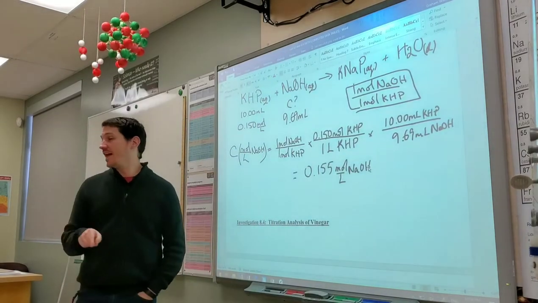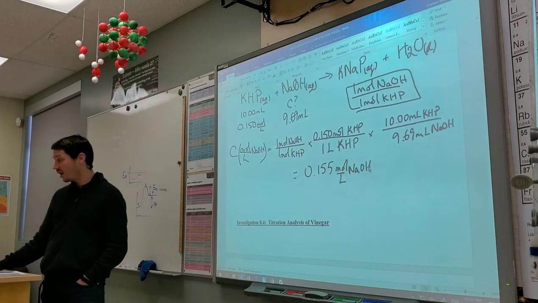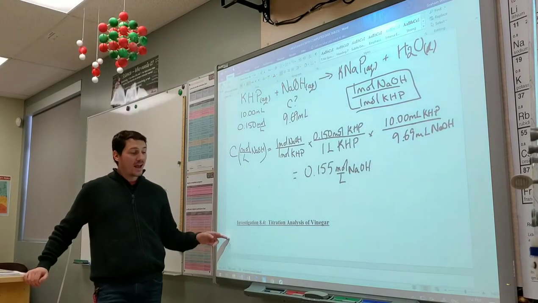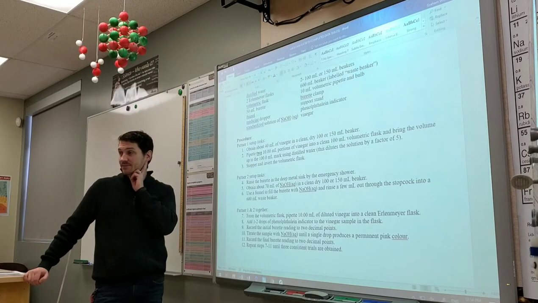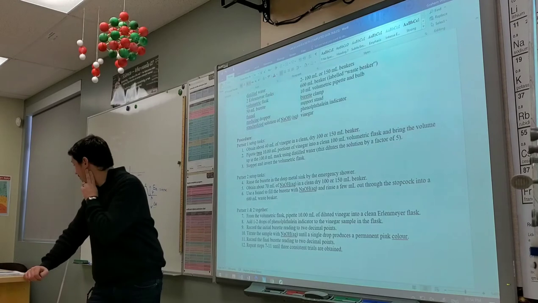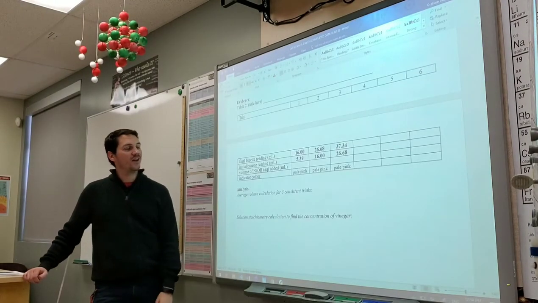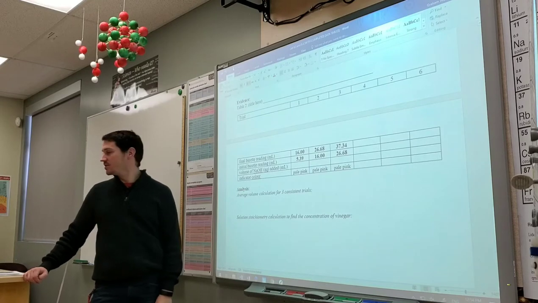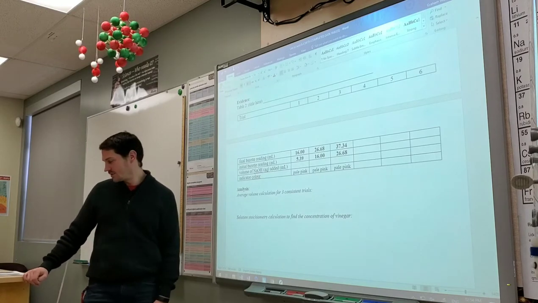Now that we have our concentration of sodium hydroxide, now we can do our analysis of vinegar. So when we look at this, is your table all messed up or is it okay? It's okay? Just mine? Whatever, that's fine.